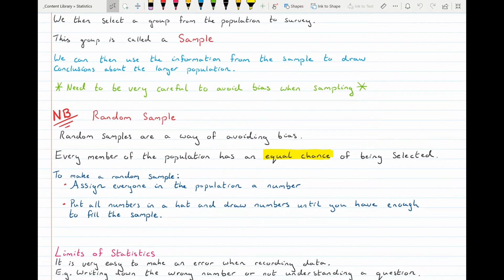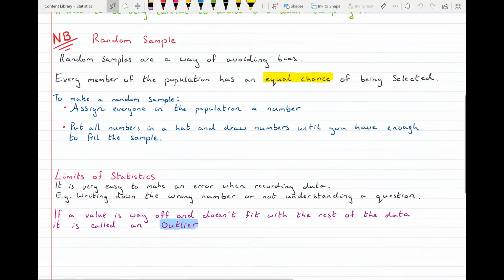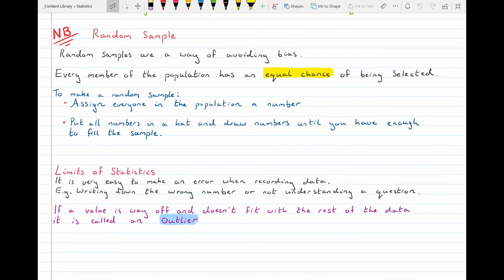When you're sampling, you need to be very careful to avoid bias. We talked about bias yesterday, where we were talking about leaving out groups of people either intentionally or unintentionally, and that can happen with sampling. How we avoid that is quite important with the random sample, because this can be asked as: how would you carry one out, and what is a random sample? Quite a common question. That's why it's marked with an NB.